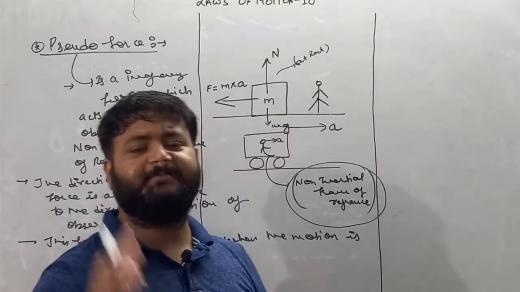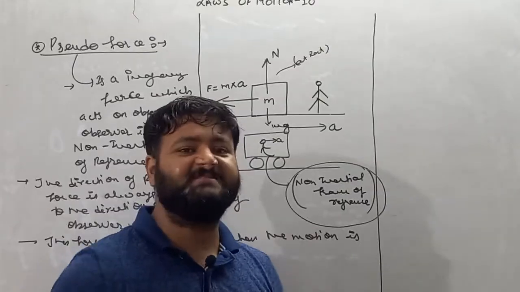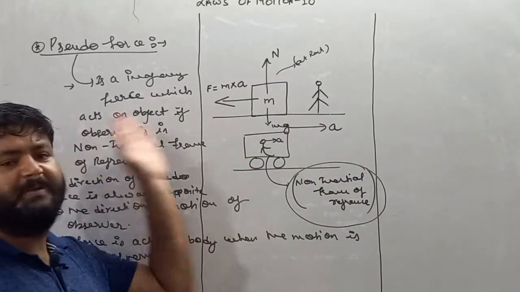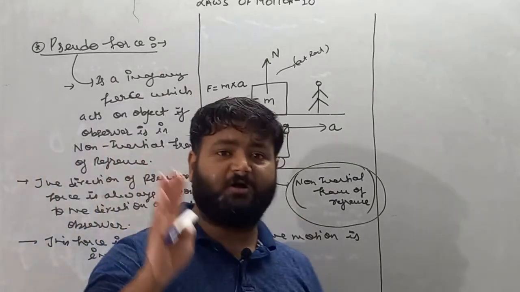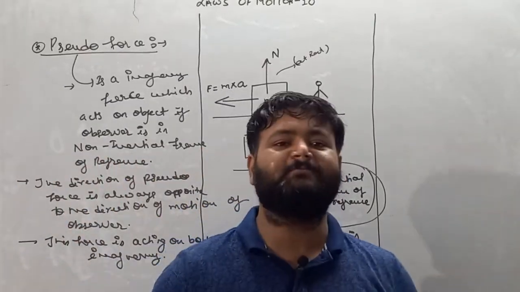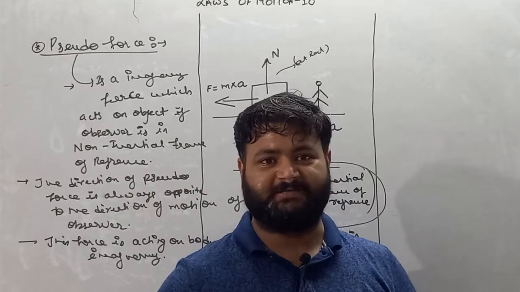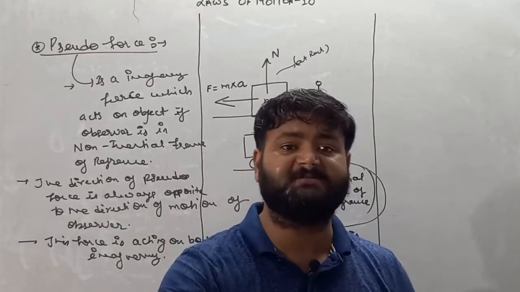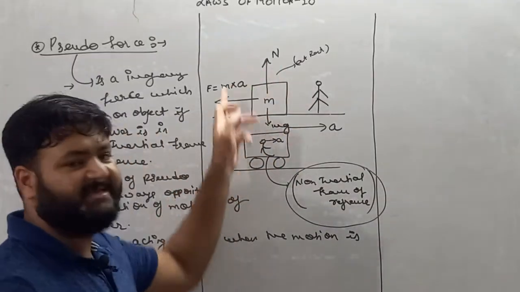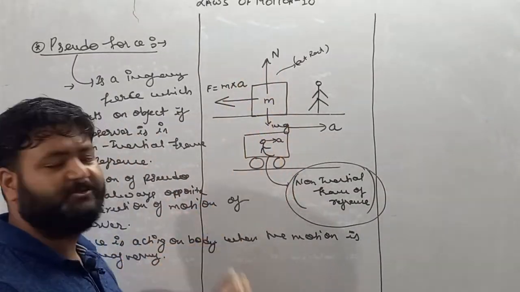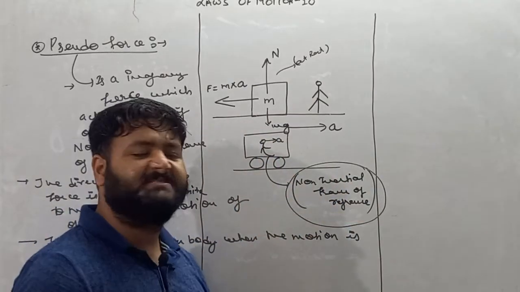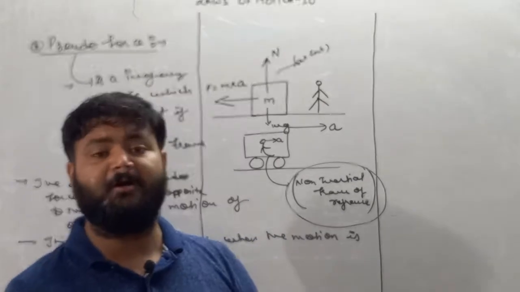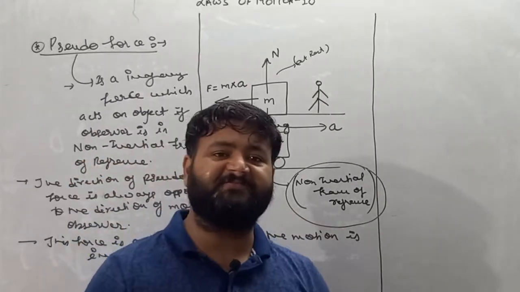So if the observer is in a non-inertial frame of reference, then the object which is actually at rest appears to be in motion. So we can say the object is not actually in motion but appears in motion. There is an imaginary motion, my dear student. A false motion takes place by the object with respect to the observer if the observer is in a non-inertial frame of reference, or we can say if the observer is in an accelerating frame of reference.